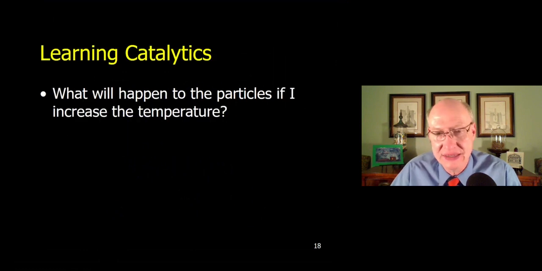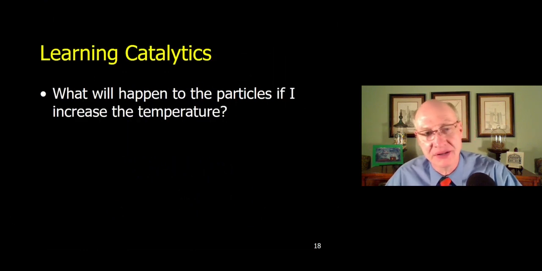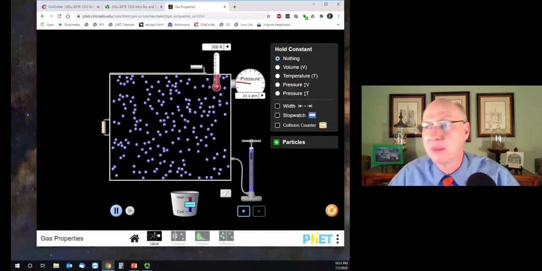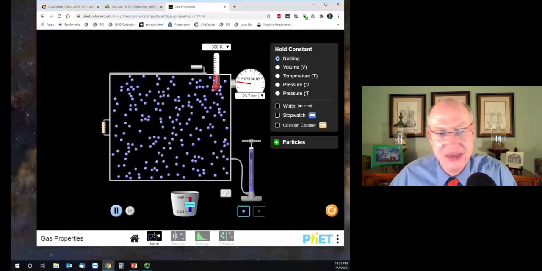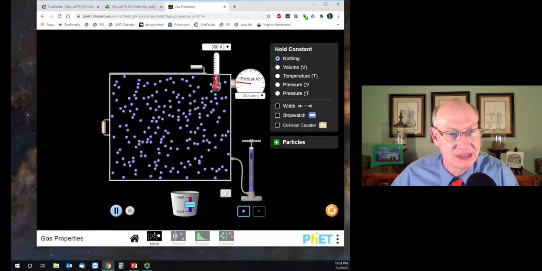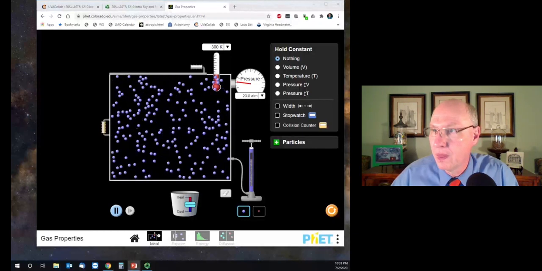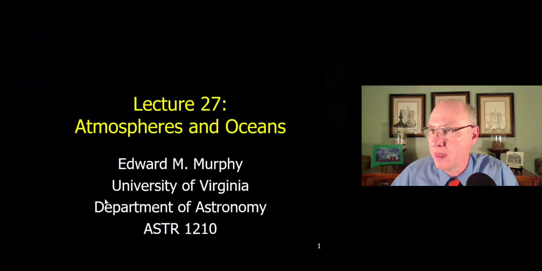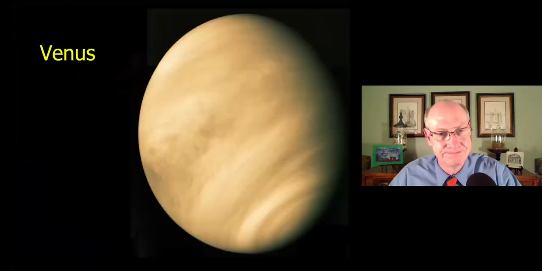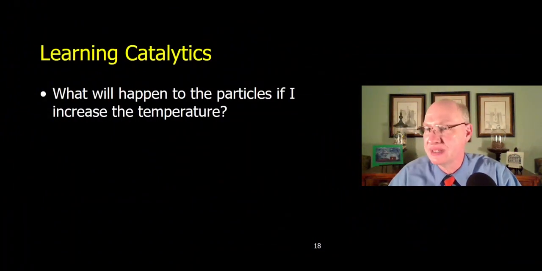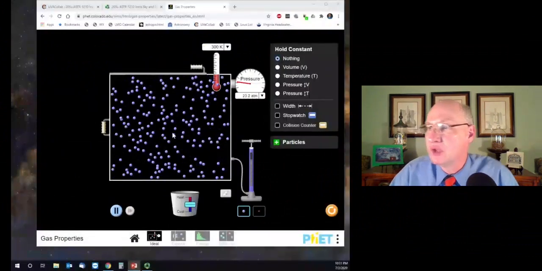My first Learning Catalytics question for you is, what will happen to the particles if I increase the temperature? So I want you to think about what's going to happen to the particles in this box if I increase the temperature of the box. Okay, what will happen to the particles if I increase the temperature? All right, so let's go ahead and do that.